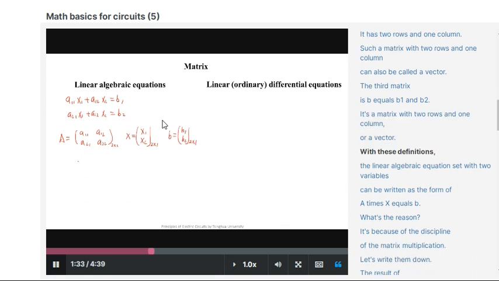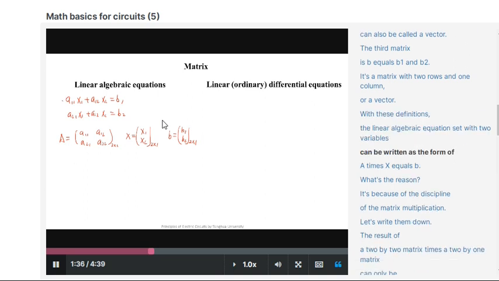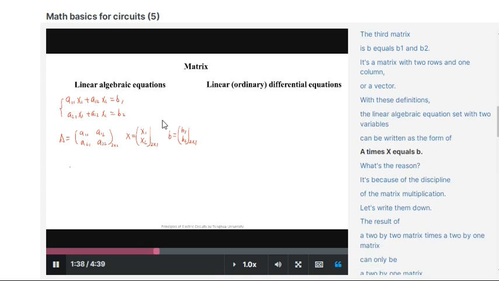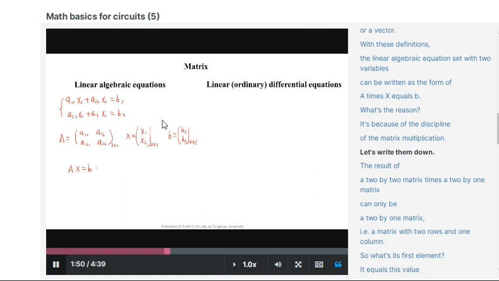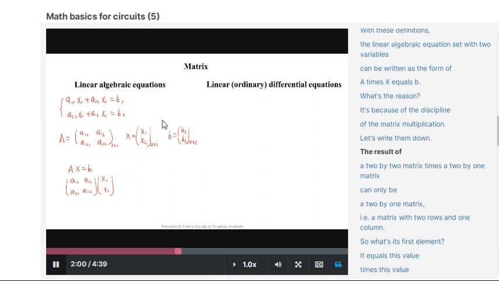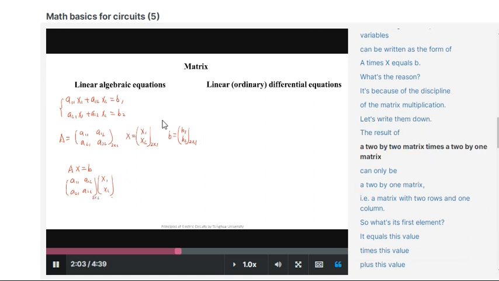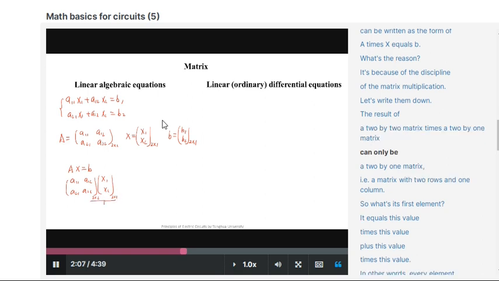With these definitions, the linear algebraic equation set with 2 variables can be written as a form of A times X equals B. What's the reason? It's because of the discipline of the matrix multiplication. Let's write them down. The result of a 2 by 2 matrix times a 2 by 1 matrix can only be a 2 by 1 matrix. That is, a matrix with 2 rows and 1 column.